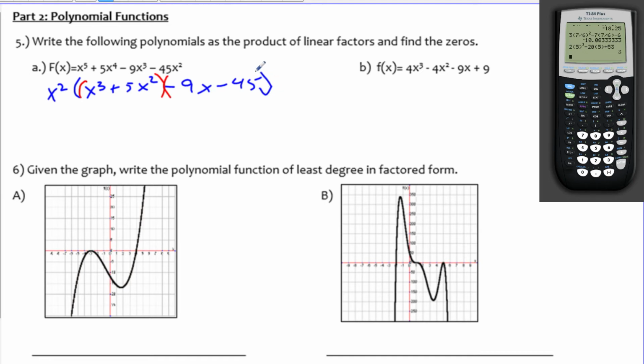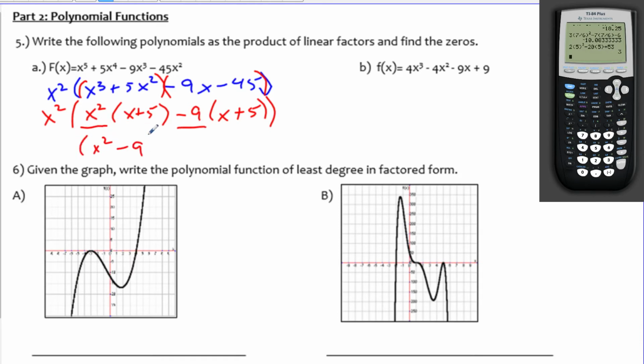So I'm going to group these, and I'm going to say this first group has an x squared in common, and that leaves me with x plus 5. And this second group has a negative 9 in common, and I'm going to also leave behind an x plus 5. And then this x squared was sitting out front the whole time. So now I'm going to regroup this inside. The x squared and the minus 9 go together. X squared minus 9 is a factor. X plus 5 is also a factor. And then this x squared is sitting out front.